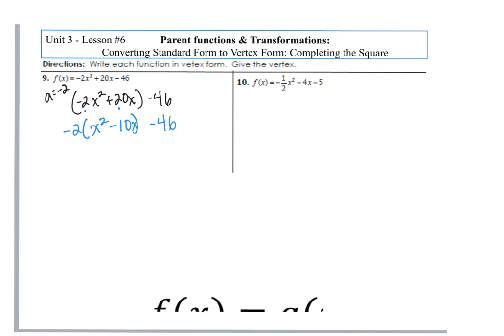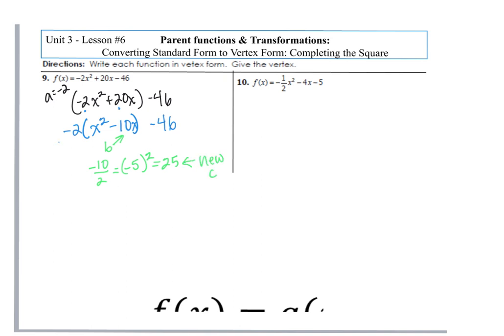Okay, so now that we've done that, our b value is now negative 10. So we're going to take that negative 10, take half of it, so we have negative 5, wrap it up in parentheses and square it so that we get positive 25. That's our new c.